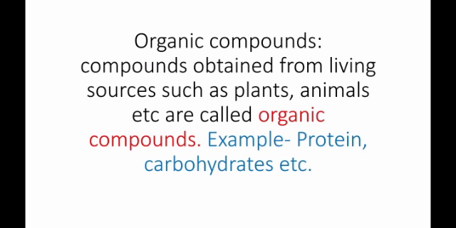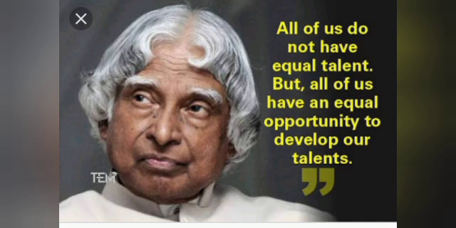Next, organic compounds. Compounds obtained from living sources such as plants, animals, etc. are called organic compounds. Example, protein, carbohydrates, etc. Particular compounds we collect from living things, so that is called organic compounds. Example, protein, carbohydrates, etc.